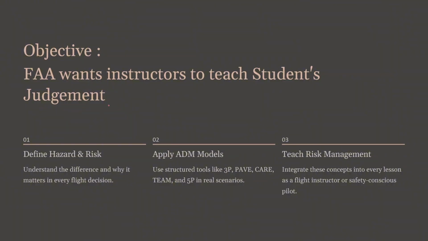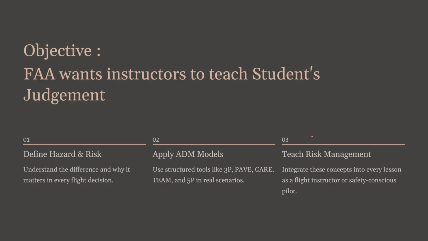The main objective here is that the FAA wants instructors to teach students judgment, not just flying technique. So first, students need to understand the difference between a hazard and a risk. Second, they need to learn how to use ADM models like 3P, PAVE, CARE, TEAM, and 5P. And third, as instructors, we need to integrate risk management into every lesson, so students start thinking this way from the beginning.